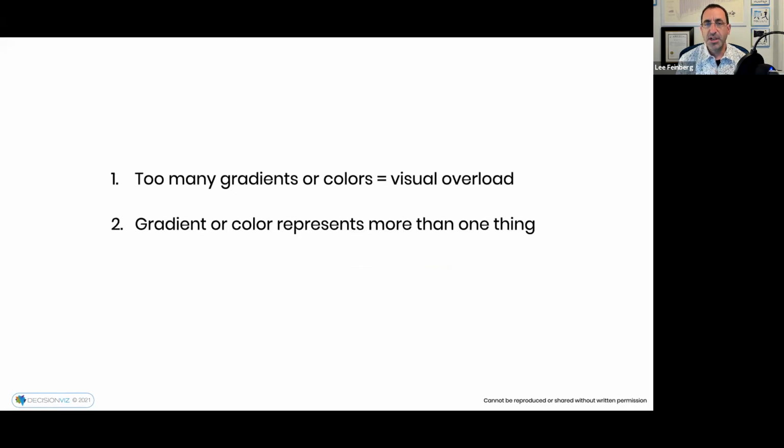The second one is when someone uses the color or gradient to represent more than one thing. So your brain sees it and it's automatically trying to make connections when it sees the same color or gradients. And now you're confusing it because it's trying to think that those are related when they're really not. And the third is using it when it's not needed. Because again, if your brain sees a color, it's assuming that there's some meaning to it and trying to figure out what that is.